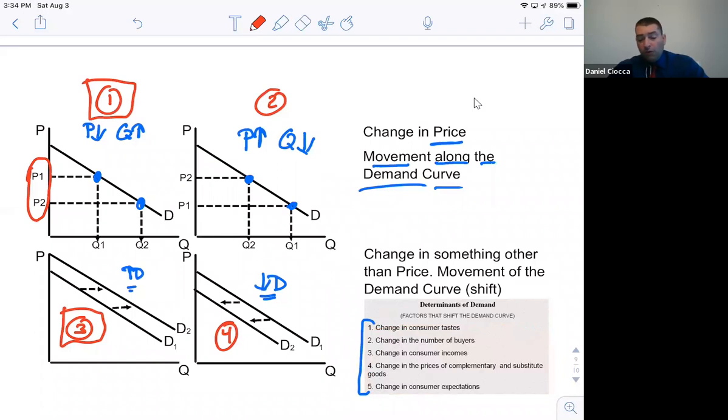Also, 2 and 4 both represent consumers who are less willing and able to buy. But again, the difference is the reason why they're less willing and able to buy. Graph 2 illustrates consumers less willing and able to buy because the product's price has gone up. Graph 4 represents customers who are less willing and able to buy at every price.